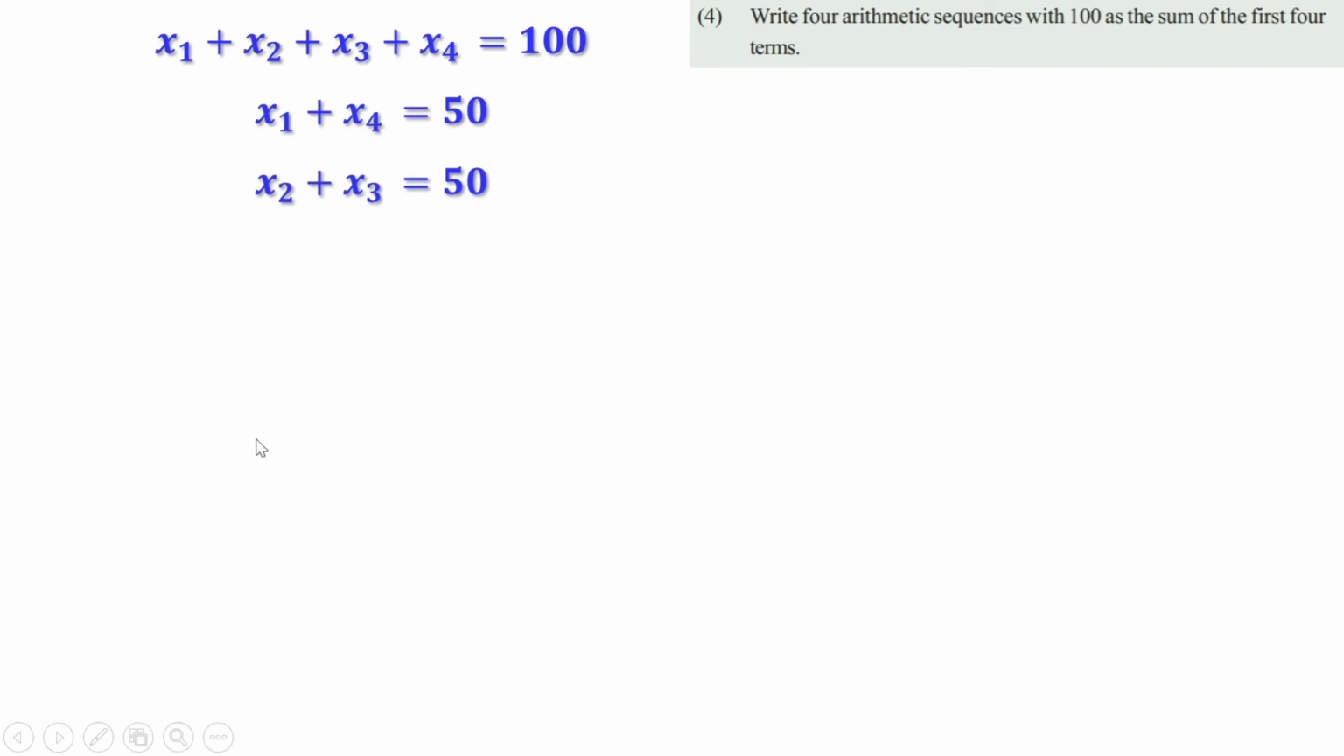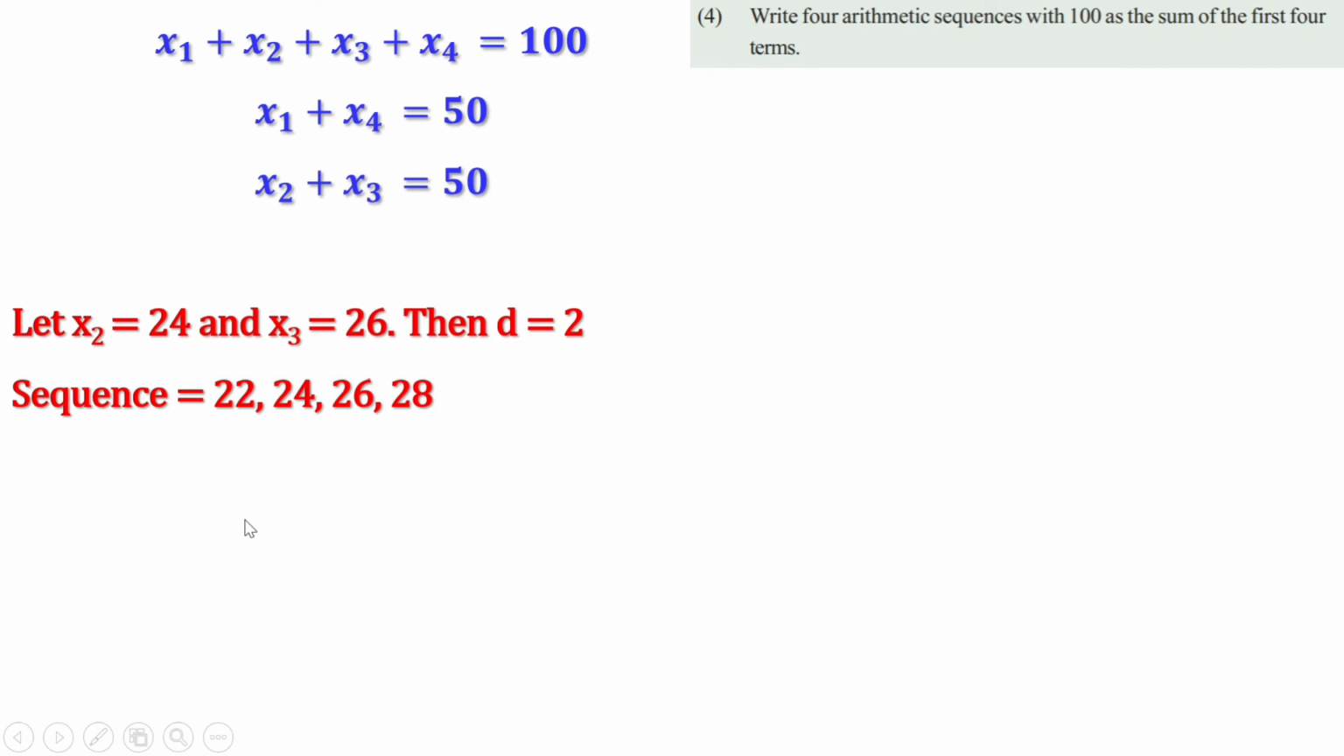Let me take 24 and 26. We know 24 plus 26 is 50. So let me take the second term as 24 and the third term as 26. Then what is the common difference? 2, right? Now to get the first term, subtract the common difference from the second term, that is 24 minus 2, or 22. And to get the fourth term, add the common difference to the third term, that is 26 plus 2, that is 28. So the 4 terms are 22, 24, 26, 28.